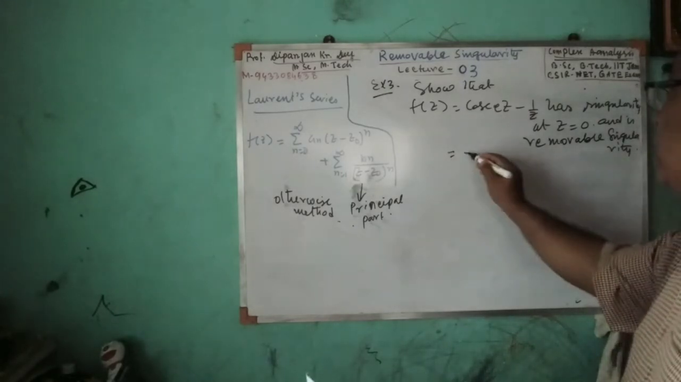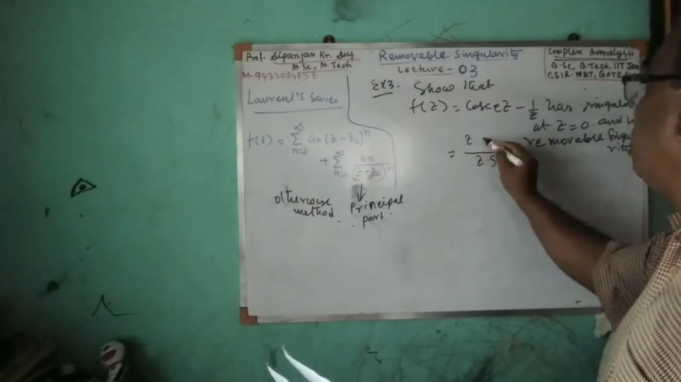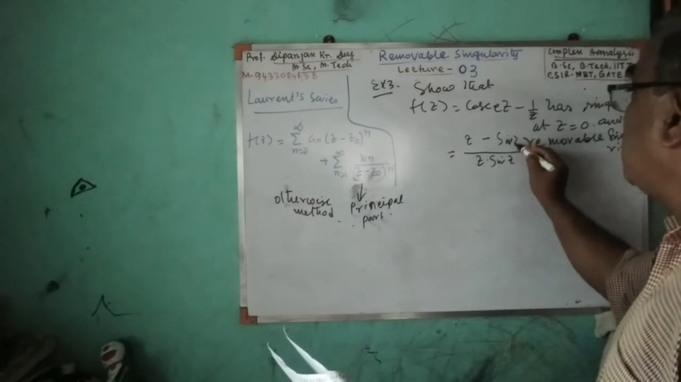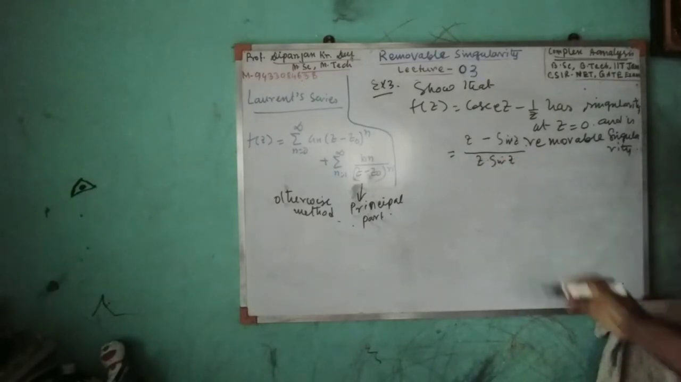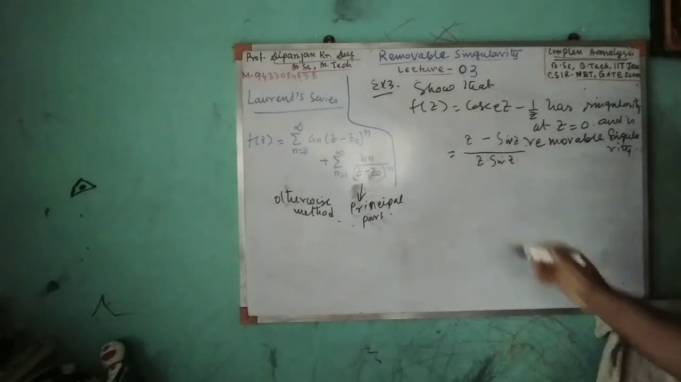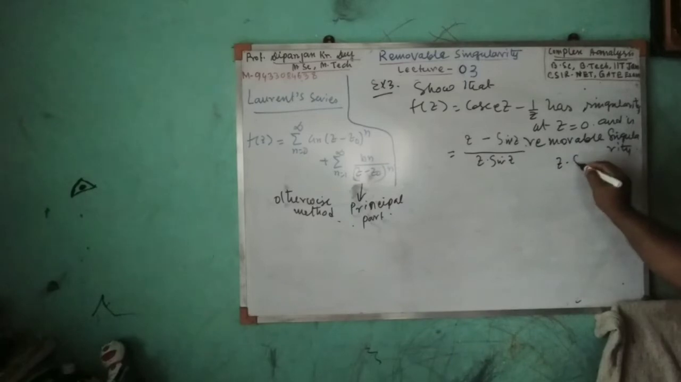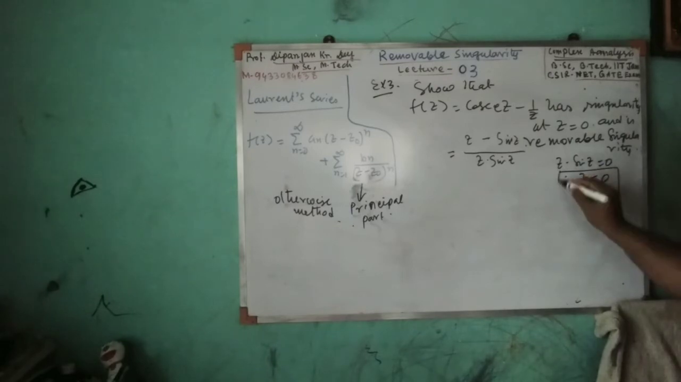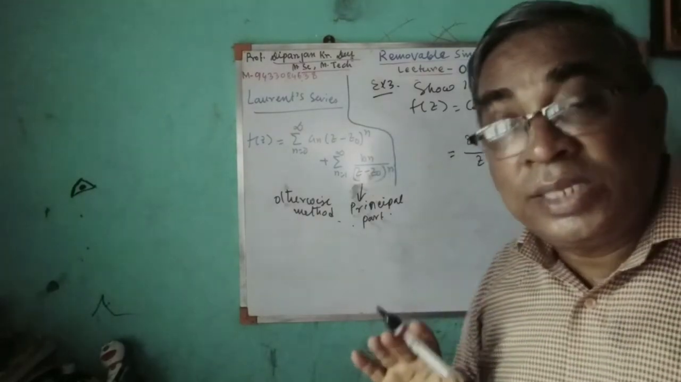So if we take LCM, that is z into sine z. So here z minus sine z. Okay, to get the singularity, the denominator should be equal to 0. That is, if we put denominator equal to 0, then z equal to 0 we are getting. Suppose z into sine z is equal to 0, therefore we can say z equal to 0. Or if sine z is 0, sine 0 is 0, again z equal to 0. So z equal to 0 is a singular point.